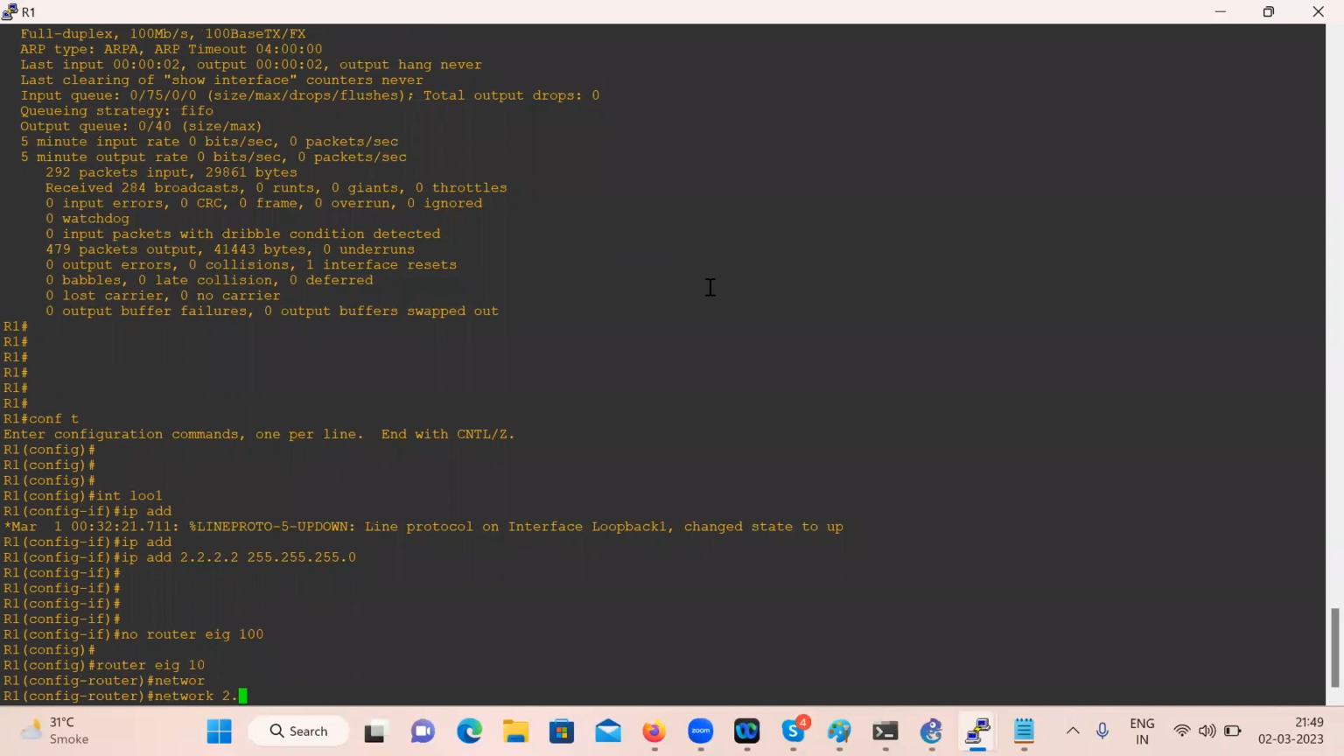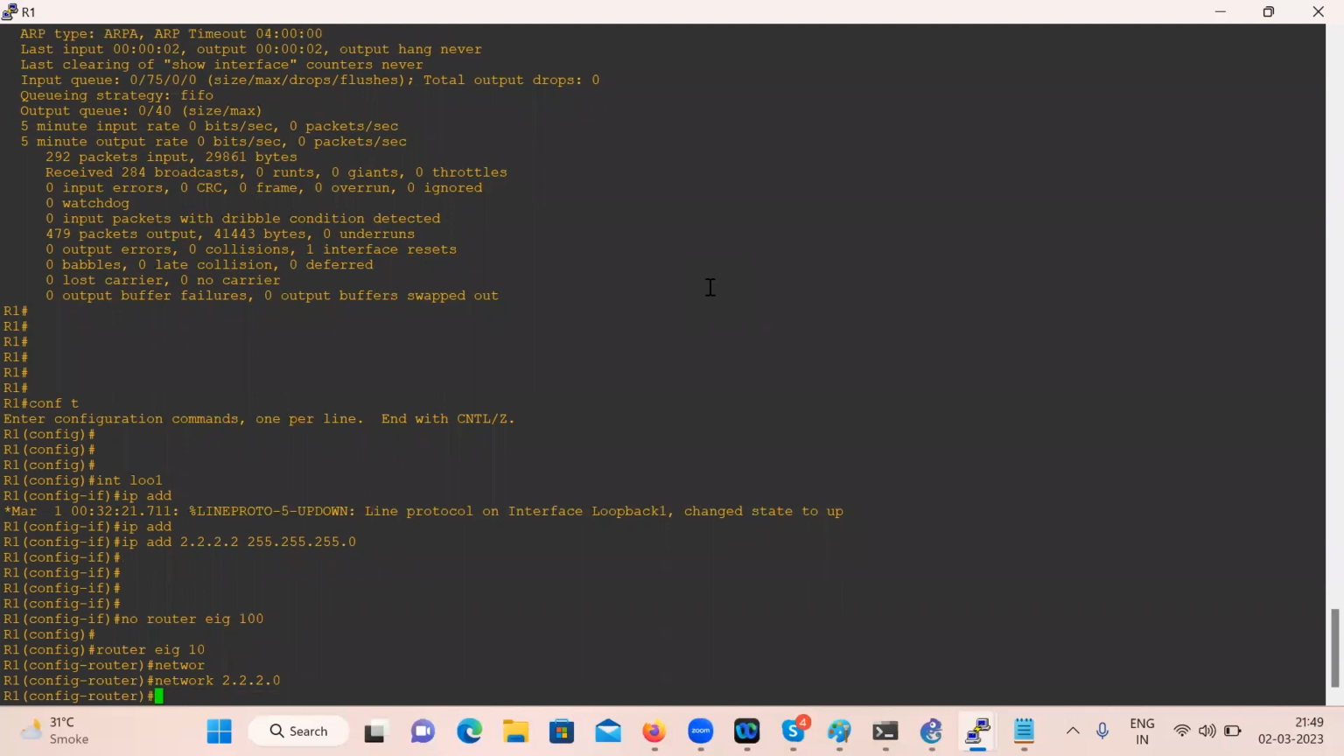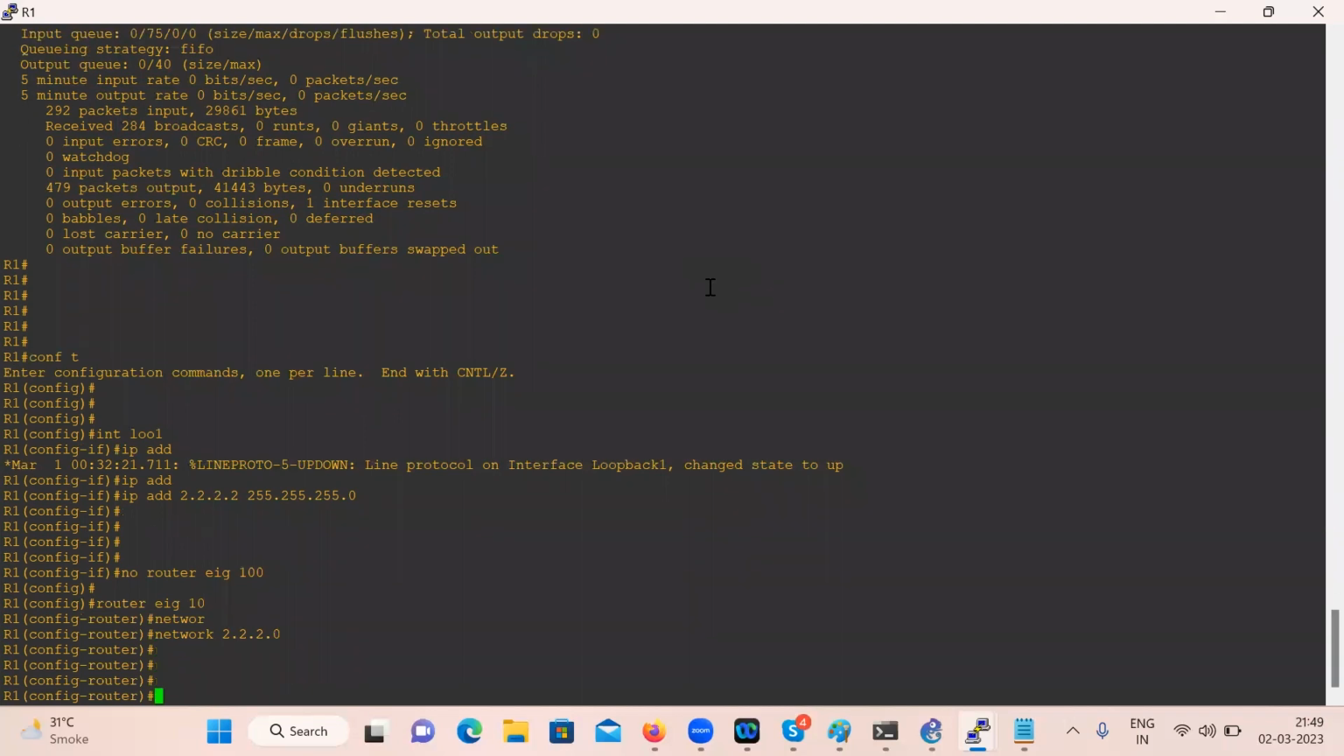The 2.2.2.0 network, without any wildcard mask. The default subnet mask of 2.2.2.0 is /8. Why? Because it belongs to Class A.